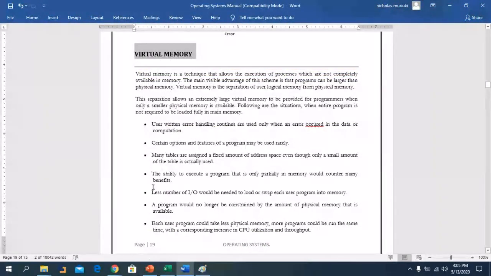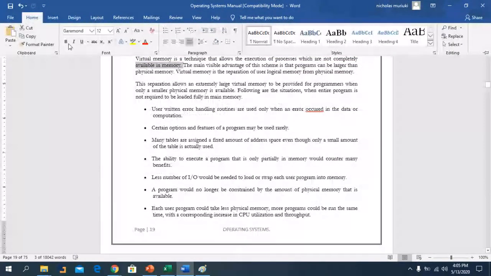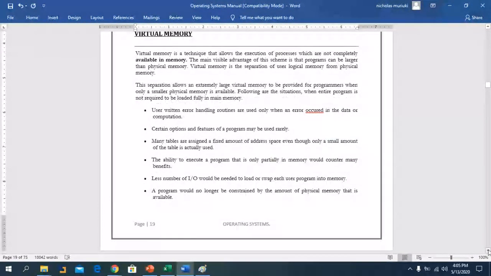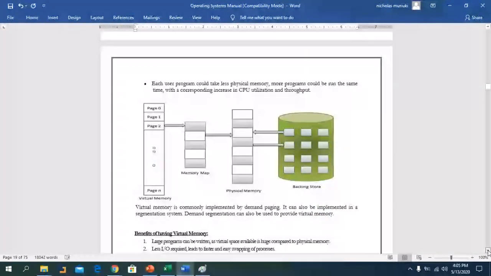That's why we are saying it's a technique that allows the execution of processes which are not completely available in the memory. Which are not completely available in the what? In the memory. Meaning, the memory was not able to hold those processes, and that's why we have already allocated the secondary memory so that we can at least store it temporarily, awaiting the memory to be free so that we can use it. And that's why in most cases, when you're using the operating system, it has to use that.